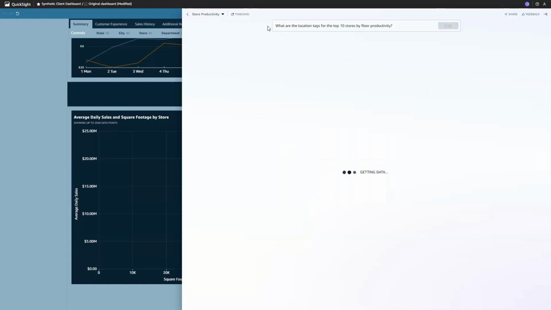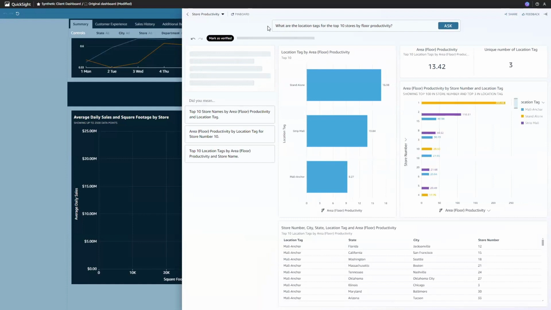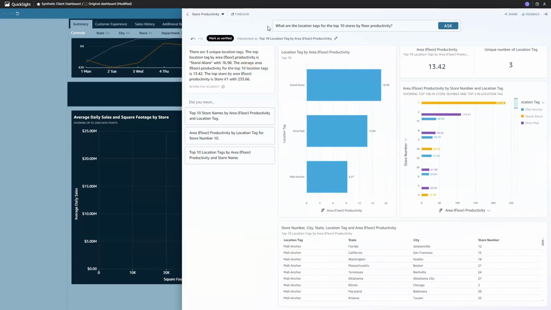The location tag in our data set clarifies the different types of stores. This is going to include mall anchors, it's going to include standalone stores, and it's going to include stores that are in strip malls. We submit a question, we get a response that shows these new visuals, grouping these stores into these three categories. Now that we can see the stores grouped by type and ranked by productivity, we get a better understanding of store performance.